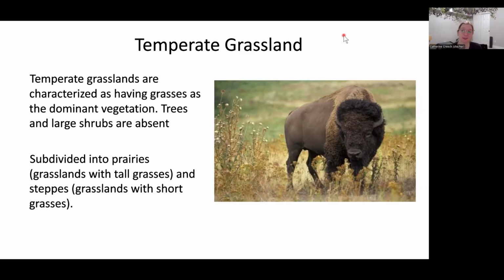Then we have temperate grasslands. Temperate grasslands are not going to be too hot, not going to be too cold, and shockingly, they have a lot of grass. So grass is the dominant vegetation, but grass is also really supportive for a lot of life. They're divided into whether or not the grass is tall, that's going to be a prairie, or if the grass is short, that's called a steppe.